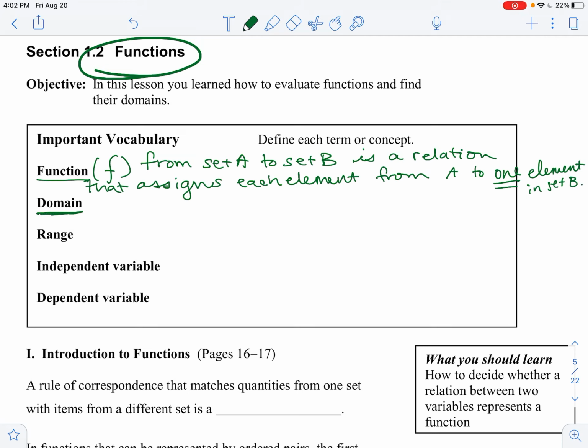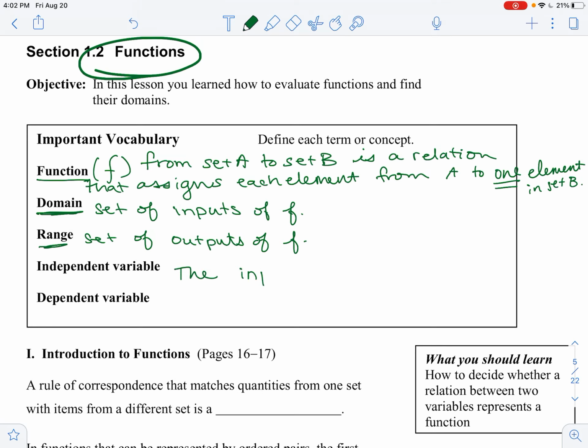What is the domain? So the domain, if you remember that term, is the set of inputs of function f. And the range is the set of outputs of function f. The independent variable is the variable that is the input. And the dependent variable is the output variable.